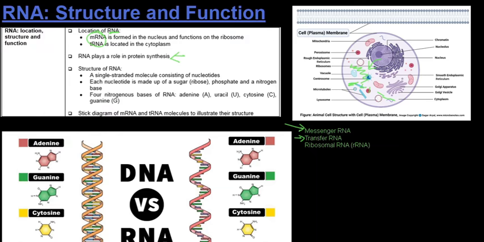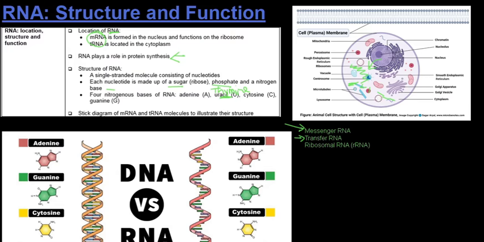Then the structure of RNA is very similar to that of DNA. The only 2 differences here are that RNA is a single-stranded molecule, whereas DNA is double-stranded, and that it also comes with a nitrogenous base that differs. But the nucleotides are still the same: a sugar, a phosphate, and then the nitrogenous bases. The nitrogenous base that is different here is uracil. With DNA, it would have been thymine. Now uracil takes over the role of thymine in RNA.